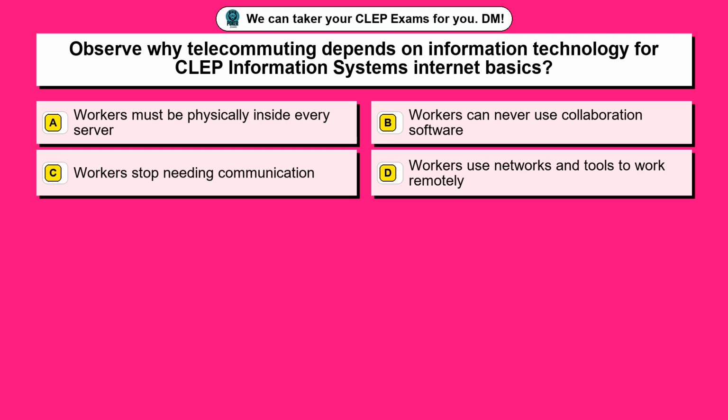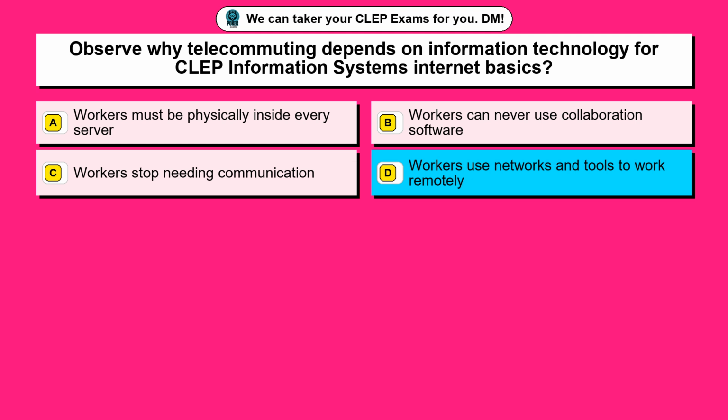Question 99. Observe why telecommuting depends on information technology for CLEP Information Systems Internet Basics. Option A. Workers must be physically inside every server. Option B. Workers can never use collaboration software. Option C. Workers stop needing communication. Option D. Workers use networks and tools to work remotely. The correct answer is option D.